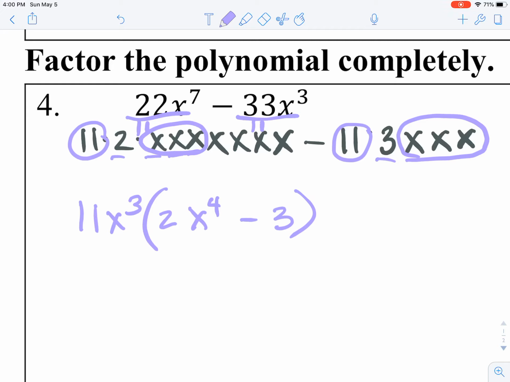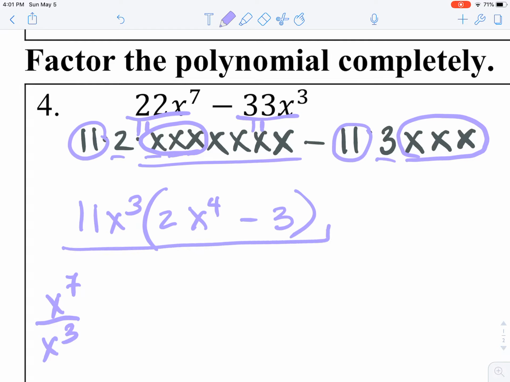And then between the two of them, one has 7 x's and one has only 3. You can only take 3 out from both of them, and it's going to end up being a subtraction problem. When we say x to the 7th over x to the 3rd, if I'm taking that out, it ends up being subtraction. When I divide by x to the 3rd, it's basically subtracting the powers. And so this would be our solution.